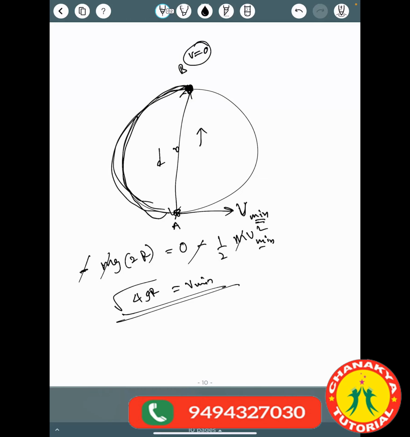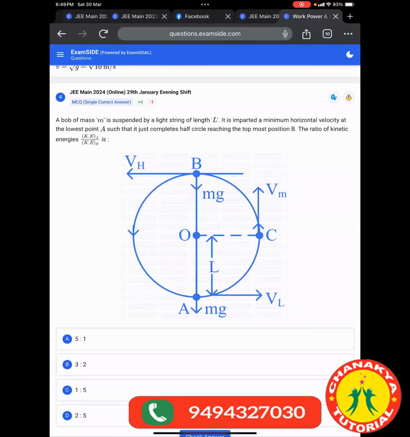Simple, right? Simple maths I am applying. Now let us see what he is saying in the question. It is imparted a minimum horizontal velocity at the lowest point A such that it just completes half circle reaching the topmost position B. The ratio of kinetic energy of A to B is at B, this is L.